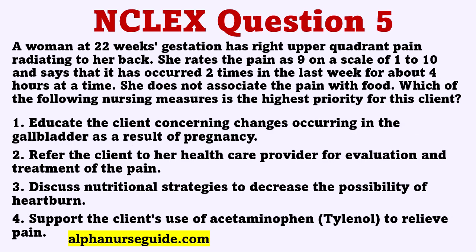A woman at 22 weeks gestation has right upper quadrant pain radiating to her back. She rates the pain as 9 on a scale of 1 to 10 and says that it has occurred 2 times in the last week for about 4 hours at a time. She does not associate the pain with food. Which of the following nursing measures is the highest priority for this client?